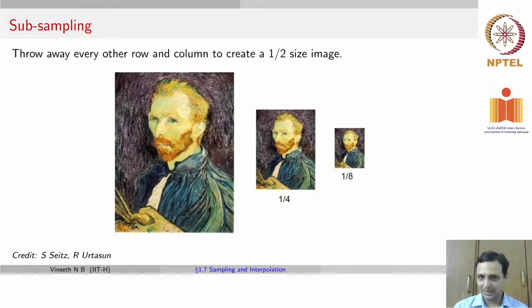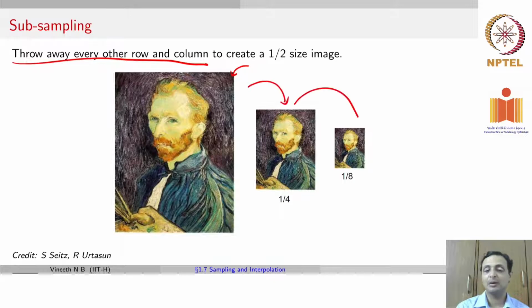So how do you subsample an image as an operation? The simplest way to subsample is, given an image such as this, you simply throw away every other row and column. Consider only every alternate pixel, both row-wise and column-wise. That straight away gives you a half-sized image. You can then go on repeating this to go to lower and lower resolutions.